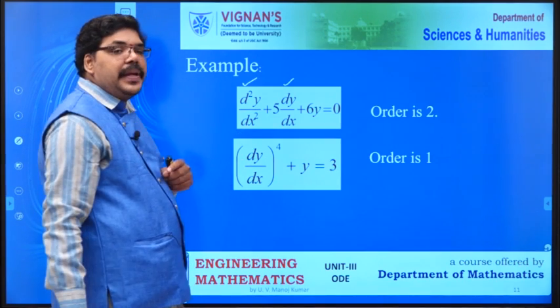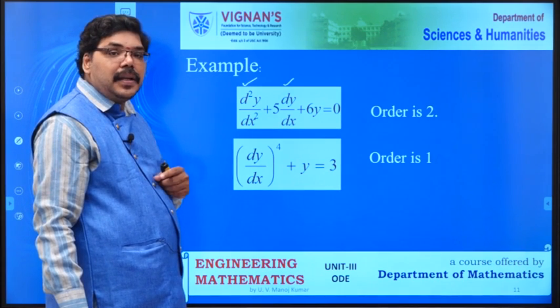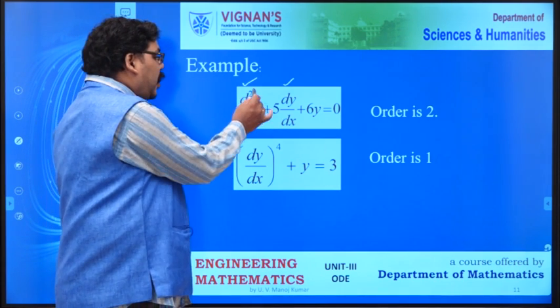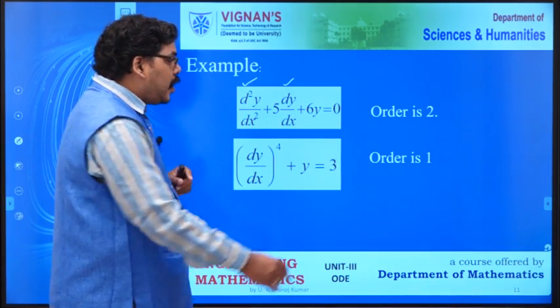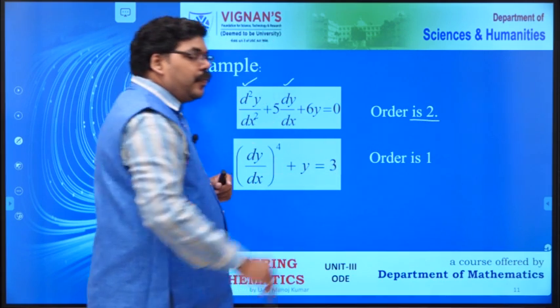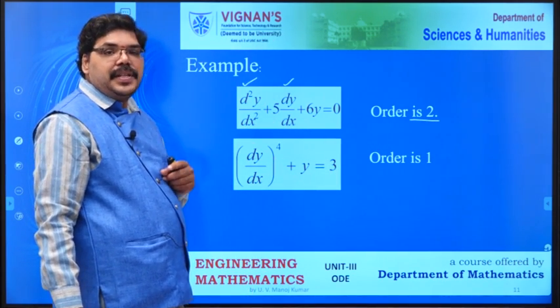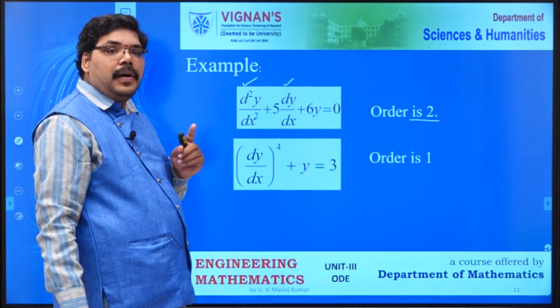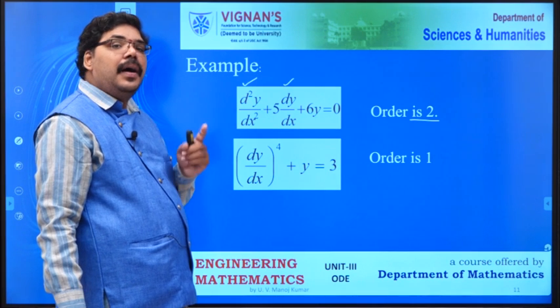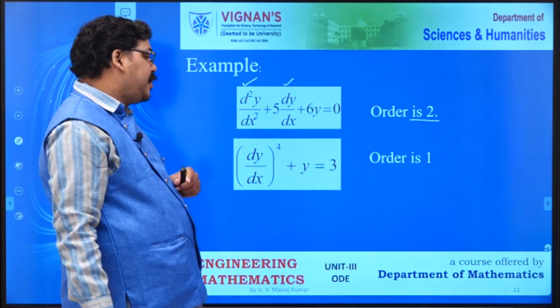d square y by dx square is the highest ordered derivative. What is its order? 2. Second order derivative, so the order is 2. Therefore the differential equation's order also becomes 2. What is the definition? Order of the differential equation is nothing but the order of its highest derivative occurring in the differential equation.